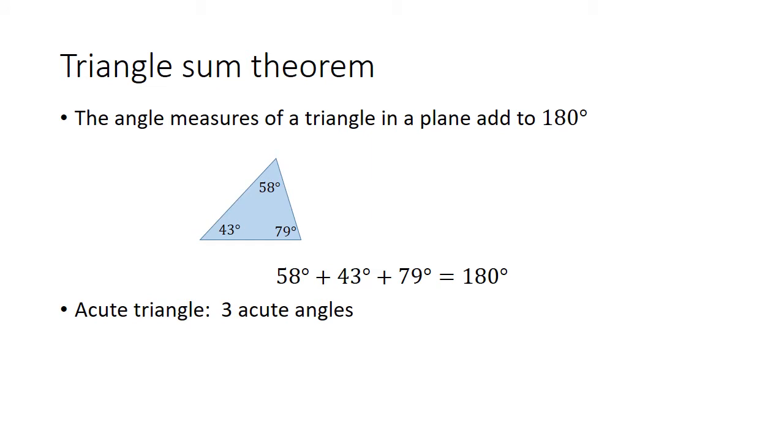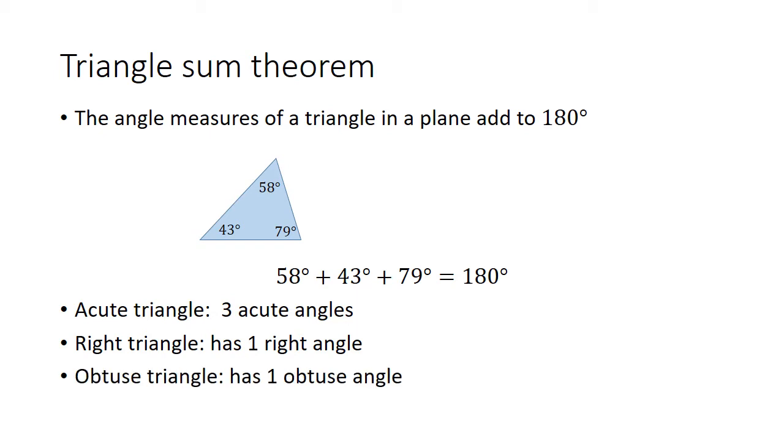Now, in an acute triangle, you're going to have three acute angles. Remember, acute means that they are less than 90 degrees. In a right triangle, you'll have one right angle and the other two will be acute. In an obtuse triangle, you'll have one obtuse angle and the other two will be acute.